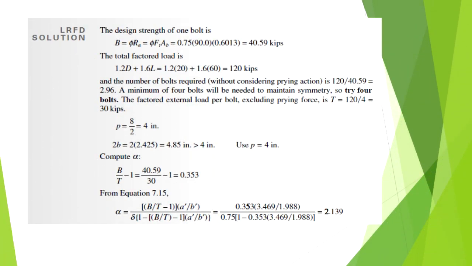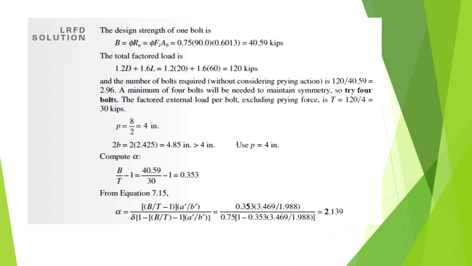Using the LRFD solution, the design strength of one bolt is B = φRn = 0.75 × 90 × 0.6013 = 40.59 kips. The total factored load is 1.2 DL + 1.6 LL = 1.2 × 20 + 1.6 × 60 = 120 kips. The number of bolts required is 120 divided by 40.59, which is 2.96. A minimum of 4 bolts will be needed to maintain symmetry.